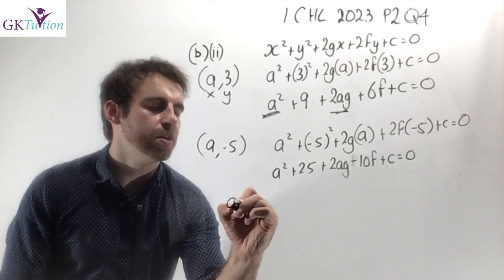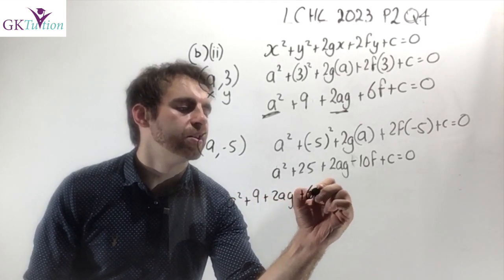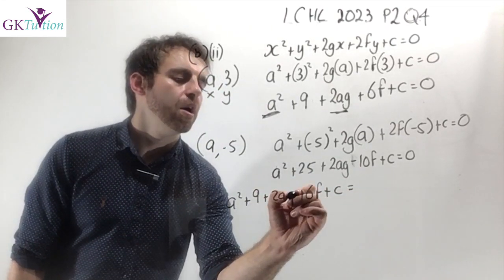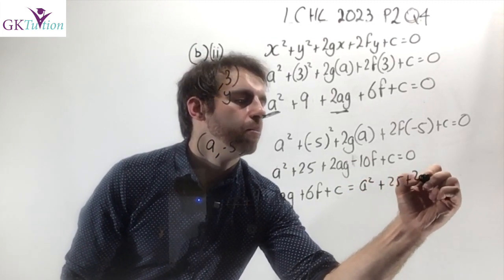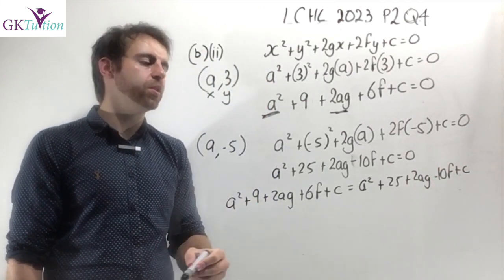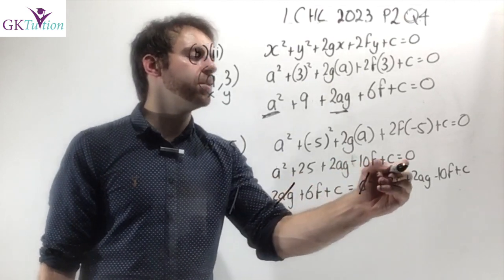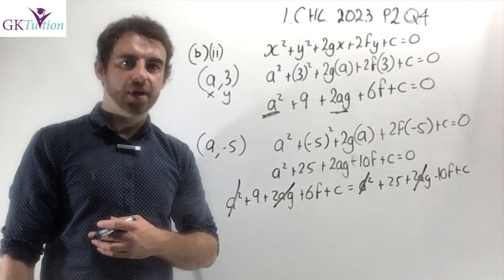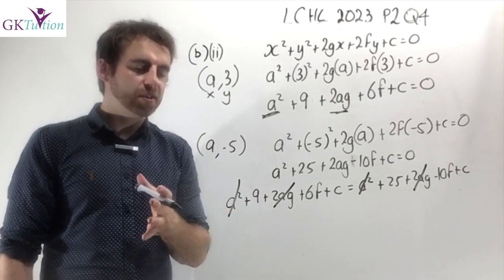So I'll take the first equation that I have on the top there. I have a squared plus 9 plus 2ag plus 6f plus c. And I'm just going to let that equal the other equation. The other equation I have on the bottom is a squared plus 25 plus 2ag minus 10f plus c. So I let them equal each other, and now notice that the a squareds cancel and the 2ag's cancel. And now I'm happy with that. Now I only have f's and c's left. And we're looking to do a simultaneous equation with g, f and c in it, so this is good news.